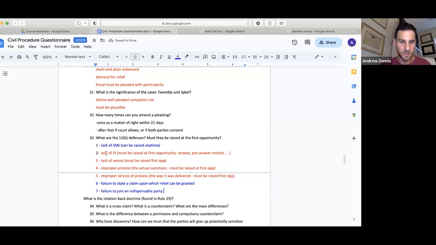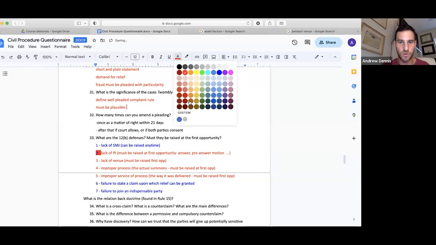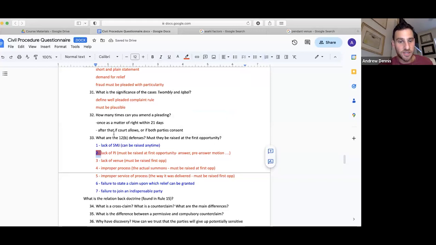Remember this pretty cold. I know we kind of labored our way through it, but make sure this is pretty coldly memorized: when you have a 12(b) defense, lack of personal jurisdiction, lack of venue, improper service, and improper service of process need to be brought up at the first time, either the answer or the pre-answer, the first time you speak on the case, or they're forever dismissed. Whereas lack of SMJ, failure to state a claim upon which relief can be granted, and failure to join an indispensable party can be raised at any time.